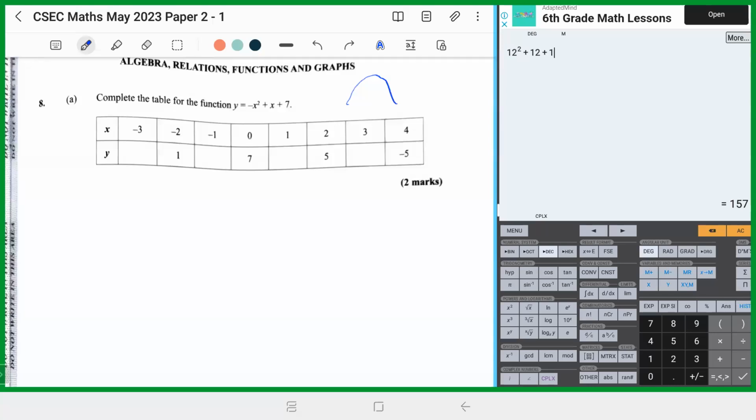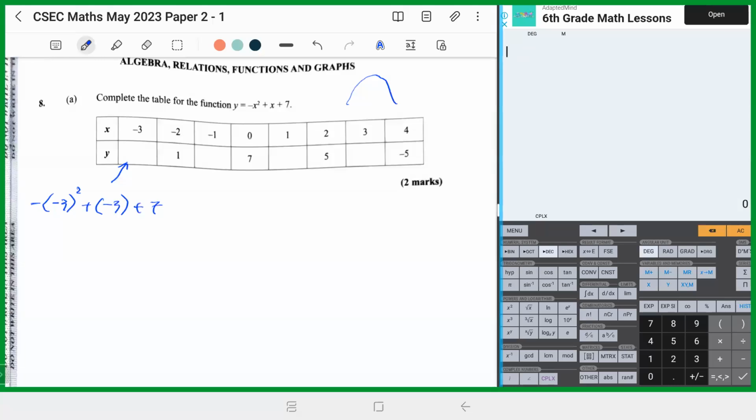I want to calculate for x = -3. To calculate for -3, we're going to plug the -3 into the formula. So plugging -3 into the equation becomes minus (-3) squared, then adding -3, and then adding 7. Remember, x is -3. Careful with those negative signs. So that's what you're working out.